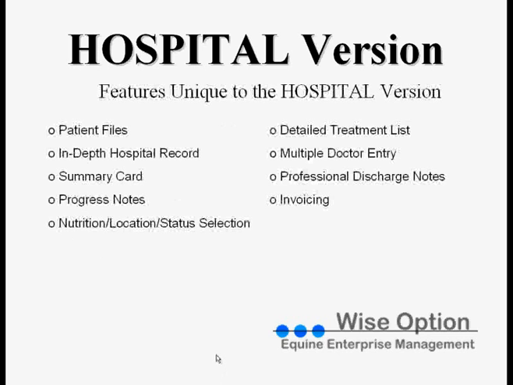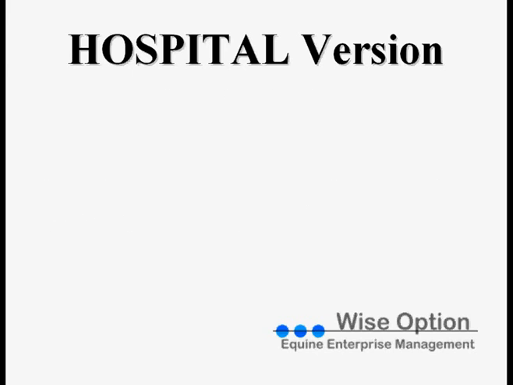For the features unique to the hospital version, we're going to cover the patient files, the in-depth hospital record, the summary card, the progress notes, how you can select the nutrition, location, and status of the patient, the detailed treatment list, also how to handle multiple doctors, professional discharge notes, and also invoicing. So for this, let's go to WISE Option.